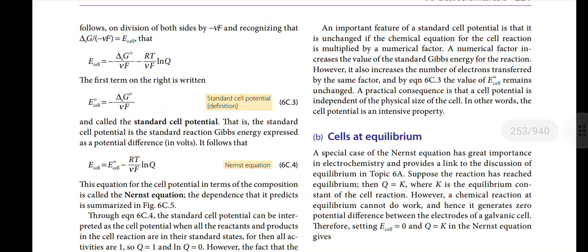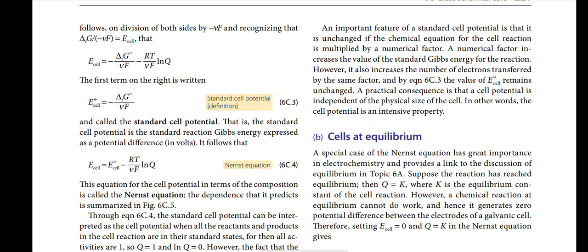An important feature of a standard cell potential is that it is unchanged if the chemical equation for the cell reaction is multiplied by a numerical factor. A numerical factor increases the value of the standard Gibbs energy for the reaction. However, it also increases the number of electrons transferred by the same factor, and by equation 6C.3 the value of E°_cell remains unchanged. A practical consequence is that a cell potential is independent of the physical size of the cell. In other words, the cell potential is an intensive property.